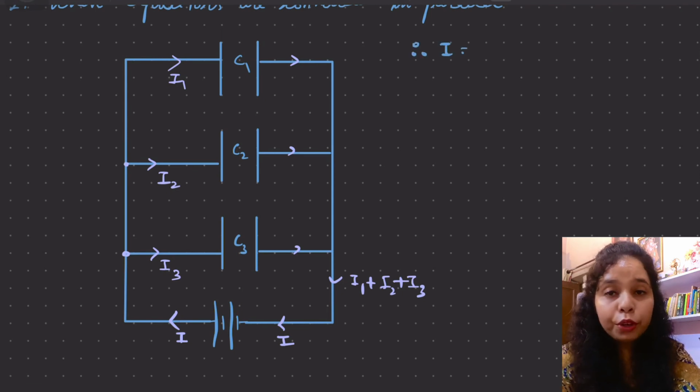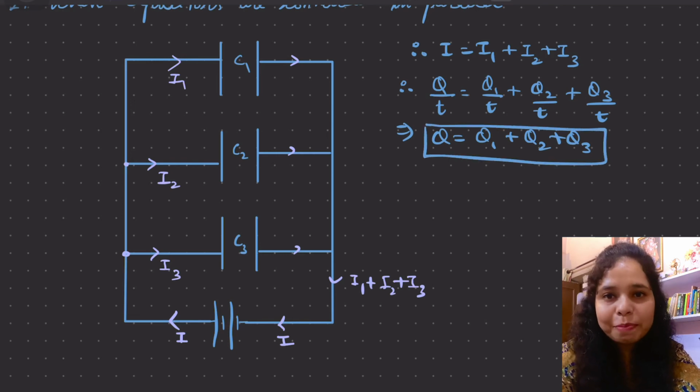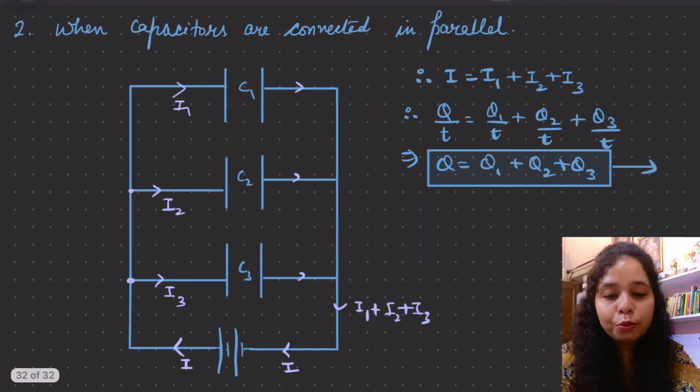Now we have current which is divided into three parts. Therefore we can say I is equal to I1 plus I2 plus I3. Since different current is flowing through the different capacitors, each capacitor will acquire a different charge, and we know I is equal to Q upon t. So instead of writing I, I will write Q upon t, and instead of I1, Q1 upon t, plus Q2 upon t plus Q3 upon t, because the currents are passing through all these capacitors in the same time, so we can cancel out t. We are left with Q is equal to Q1 plus Q2 plus Q3.